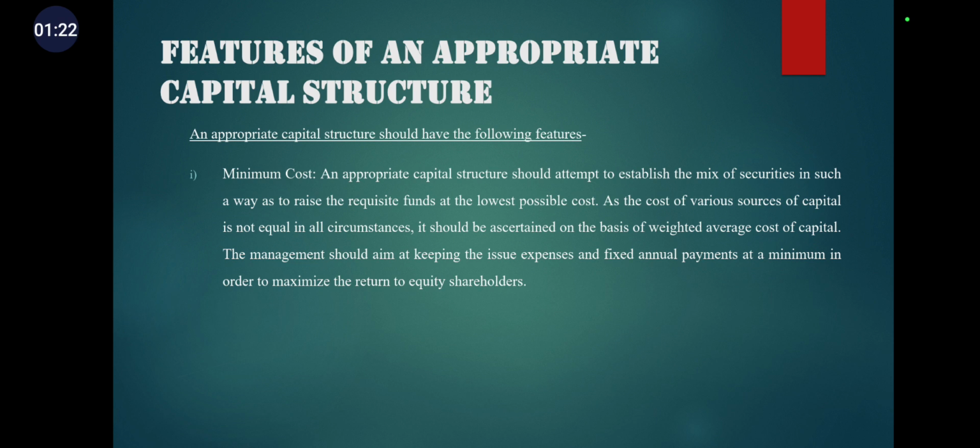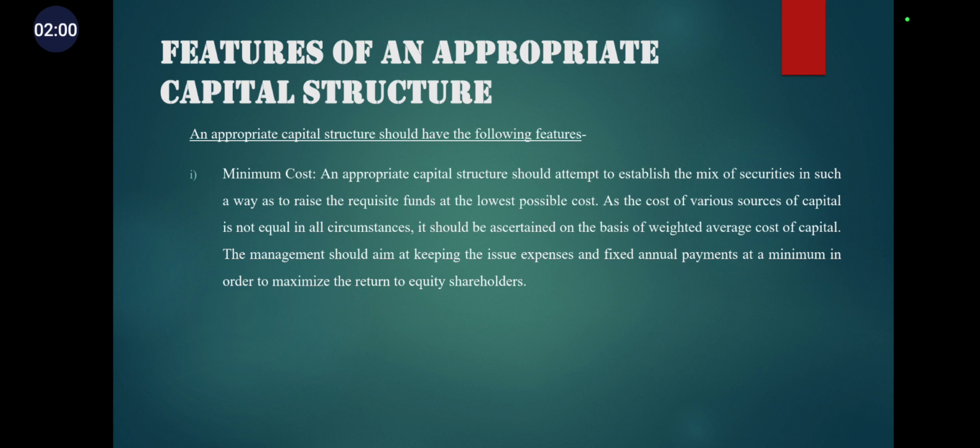The first one is minimum cost. An appropriate capital structure should attempt to establish the mix of securities in such a way as to raise the requisite funds at the lowest possible cost. Always, this optimum capital structure should ensure the minimum cost of your capital, and that will increase its ability to generate more wealth for the company.